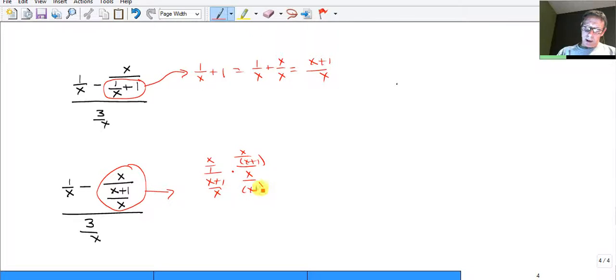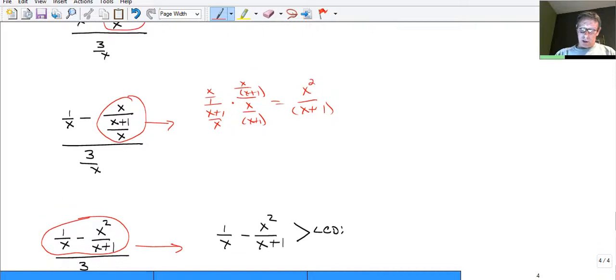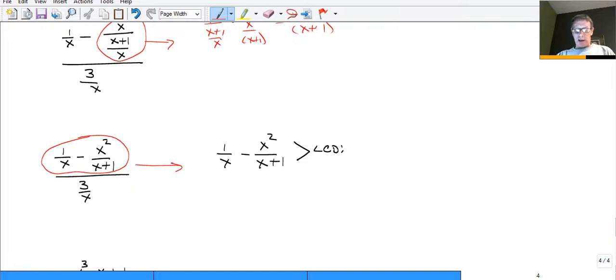And of course my denominator is going to be 1. And the numerator will be x times x. And 1 times x plus 1. So that's the second term. And you can see that what I've done is since I've simplified this term, it's become x squared over x plus 1, I've replaced it. Okay, so now the next step is let's work on the numerator. So hopefully I can combine this numerator into one term.